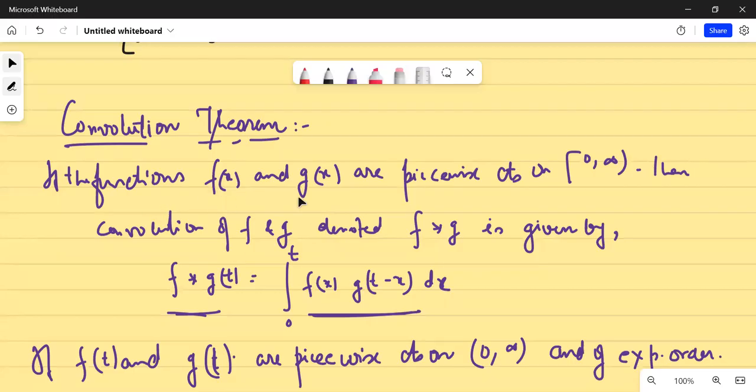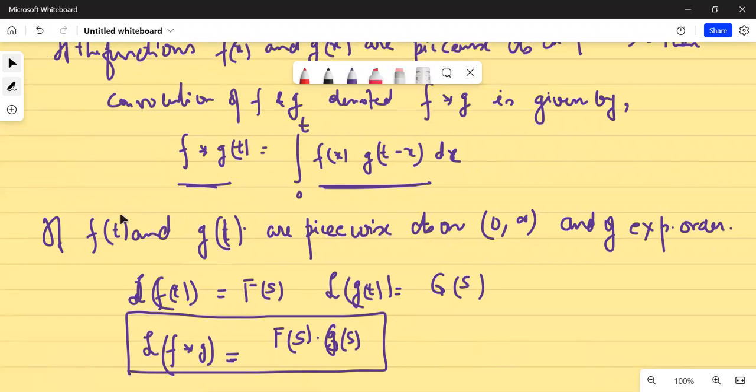In the previous lecture, we were doing some convolution. So the convolution theorem: if the functions f(x) and g(x) are piecewise continuous from 0 to infinity, then the convolution of f and g, denoted by f star g, is given by f star g equal to the integral from 0 to t of f(x) g(t minus x) dx, right?